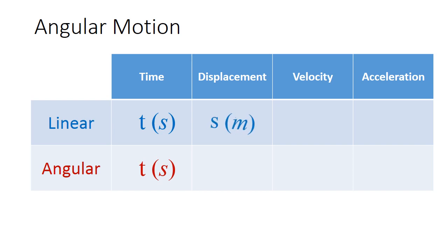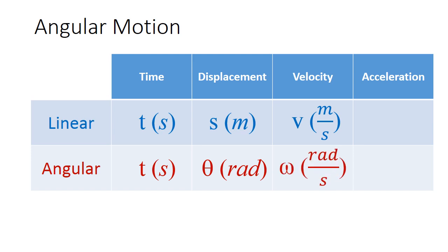For linear displacement, we are using s to represent linear displacement with a unit of meters. For angular displacement, we use the symbol theta, and radians is its unit. For linear velocity, we are using v with meter per second, and for angular velocity, we are using the symbol omega, with radian per second as its unit. Last but not least, for linear acceleration, we use the letter a, meter per second square, and for angular acceleration, we are using the symbol alpha with its unit as radian per second square.